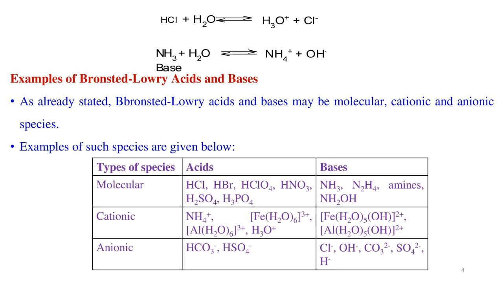bases. In cations, NH4+, [Fe(H2O)6]3+, [Al(H2O)6]3+, and H3O+ act as acids, whereas [Fe(H2O)5(OH)]2+ and [Al(H2O)5(OH)]2+ act as bases. Under the anionic category, HCO3- and HSO4- act as acids. Similarly, Cl-, OH-, CO3 2-, SO4 2-, and H- act as bases.